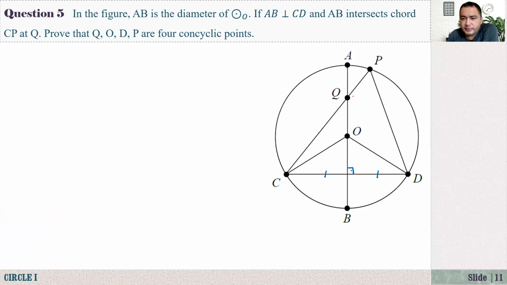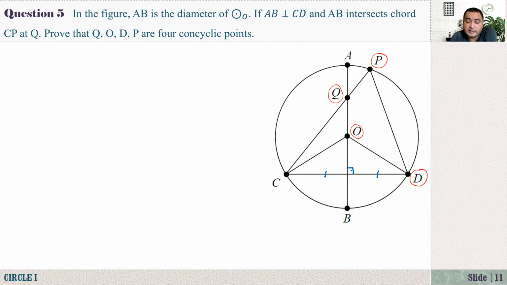Q, where is Q? Here it is. Q and O, D, P. Actually, we need to show that they are four concyclic points. Again, either I need to show that angle Q plus angle D is equal to 180, or angle O plus angle P is equal to 180 degrees.